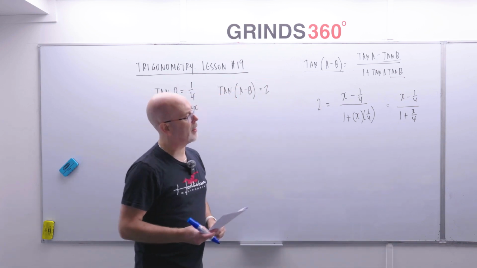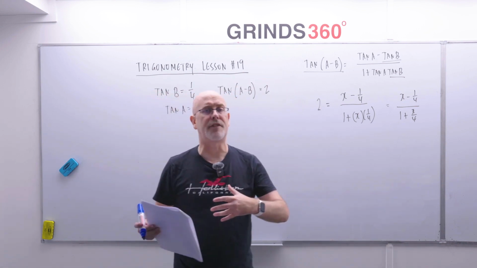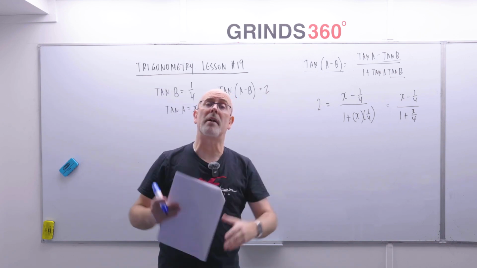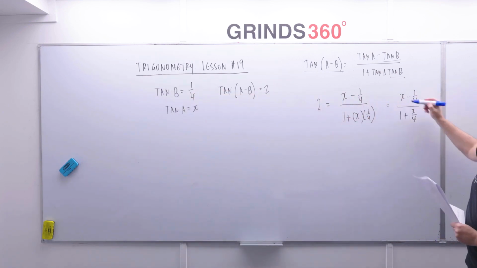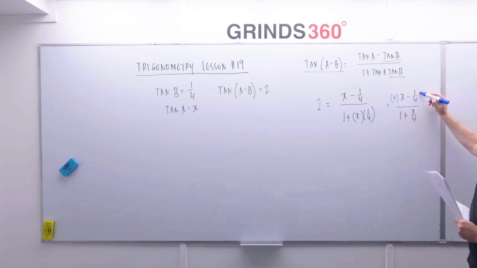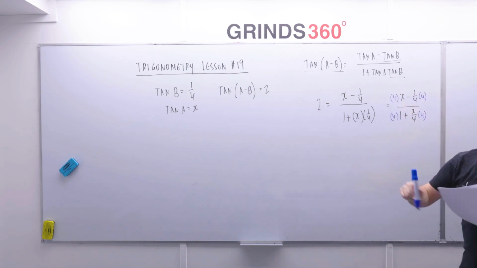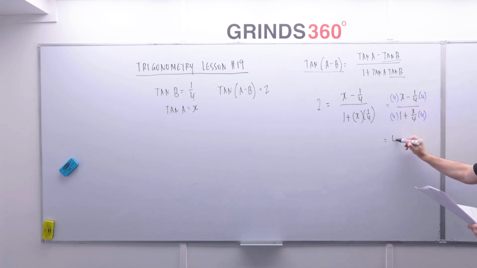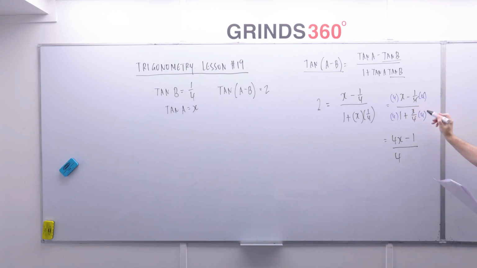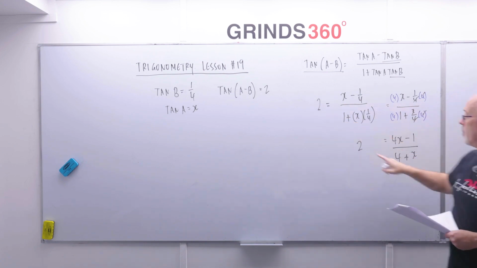We met this earlier in this lesson. If I've got fractions inside fractions, I'll multiply top and bottom by a common denominator, and that should remove the fractions. The common denominator here is 4, so I'll multiply each term by 4. I get 4x, the quarter cancels to give minus 1, and 4 times 1 is 4, and then plus x. So that's all equal to 2.